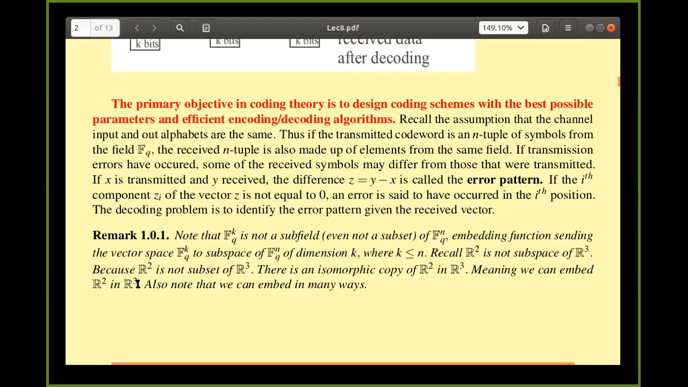How can you embed R2 into R3? Infinite ways, she told, as a subspace, right? Aditi told infinite. X comma 0 comma 1 is another way, but she said infinite ways. How can I prove infinite ways? I'll repeat the question: R2 can be embedded in R3 as a subspace in an infinite number of ways. That is what Aditi told. So how can you do that?